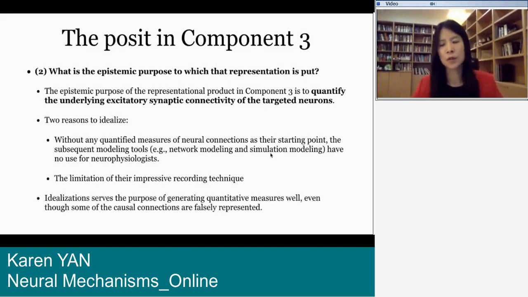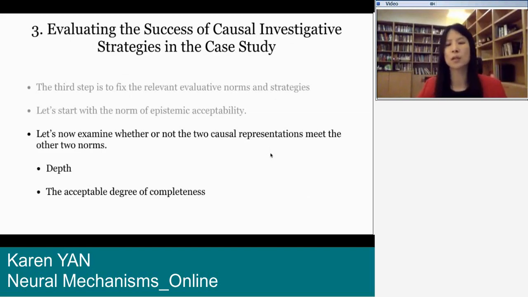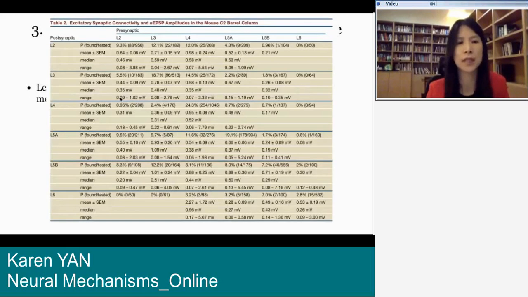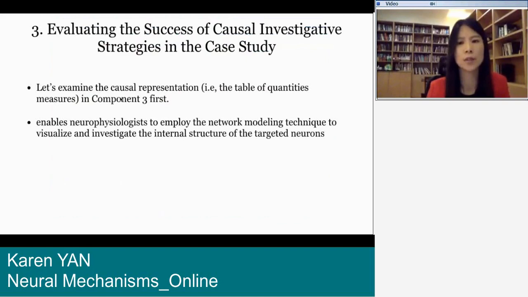So the job is to get a good enough quantitative measure to start with, and this idealization actually serves its purpose well, even though some of the causal connections are falsely represented. So that's the part about the first standard of epistemic acceptability. Now let's move on to the other two standards, and we'll start with depth. So let's examine the causal representation. That's the table of the recording data, and we're going to see whether it superficially redescribes the phenomenon.